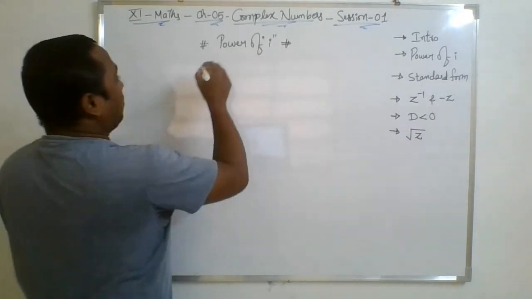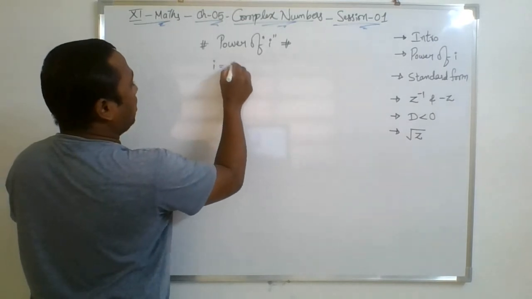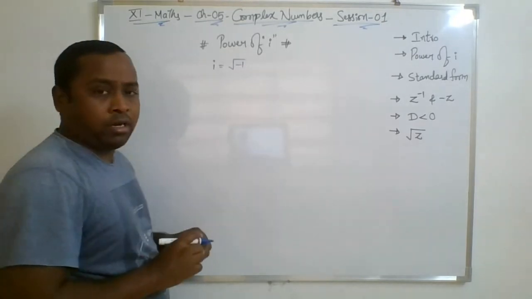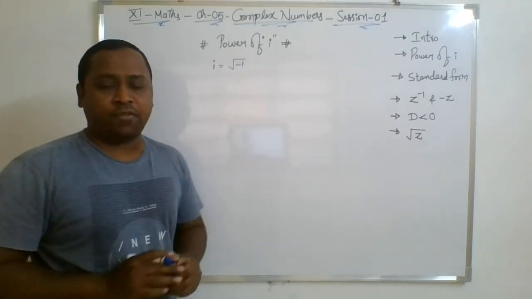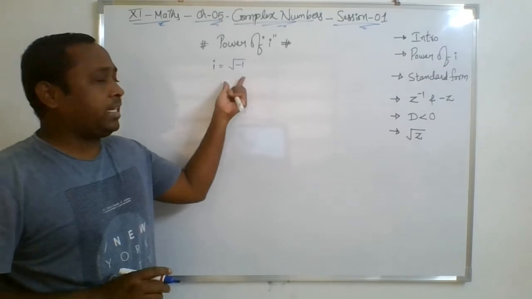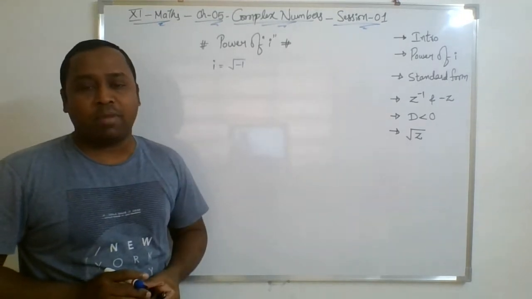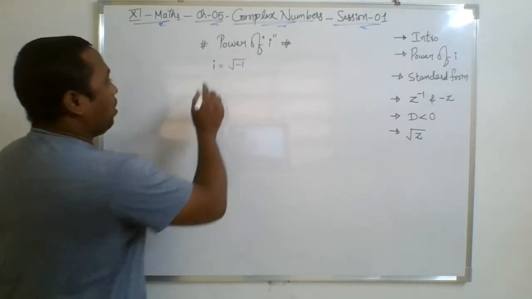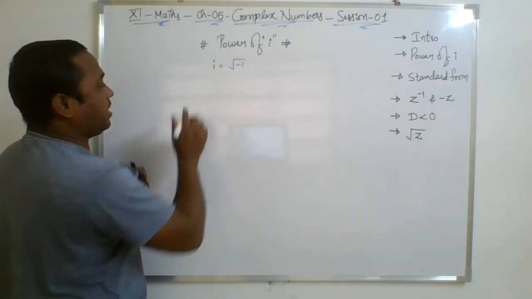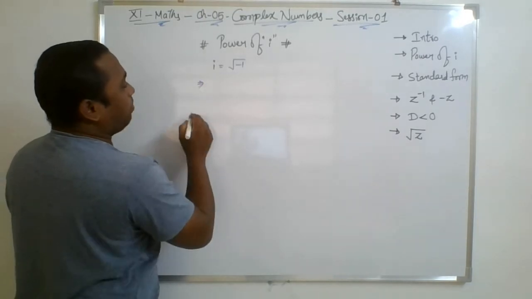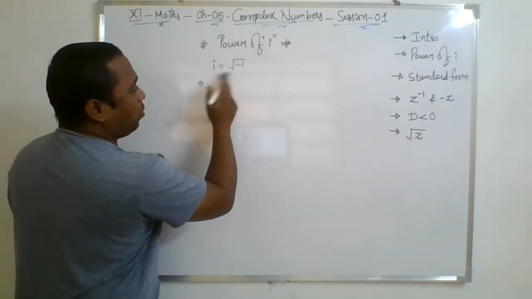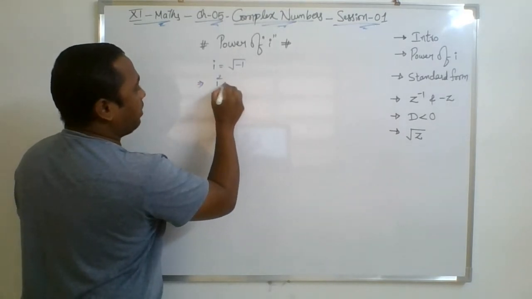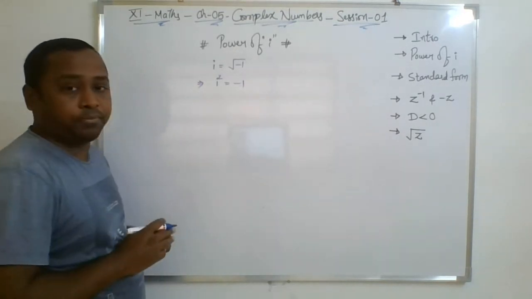i stands for under root of minus 1. Though it is plus or minus, for the sake of convenience we are taking the positive under root of minus 1, and the negative one we will keep aside. So i is equal to under root of minus 1, which also implies that, squaring on both sides, i square value is minus 1.